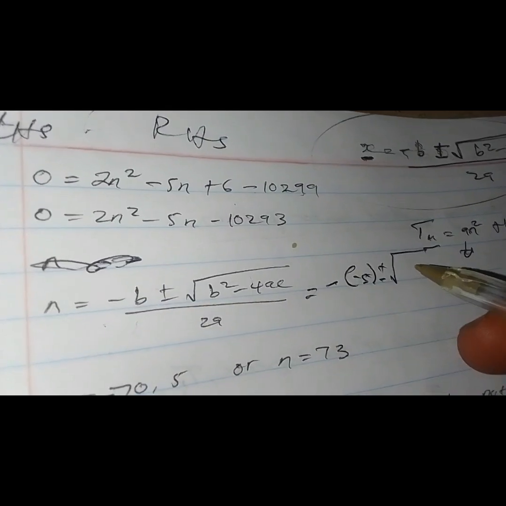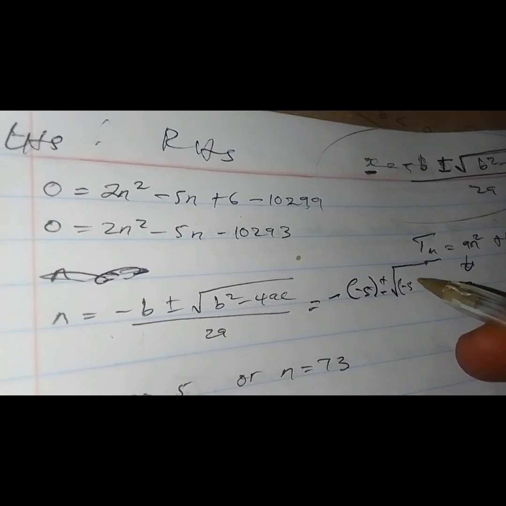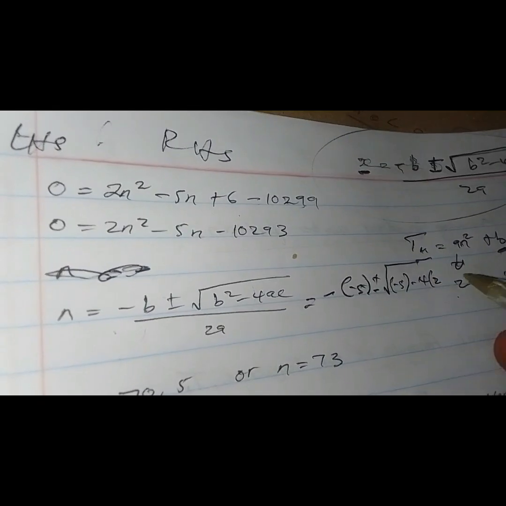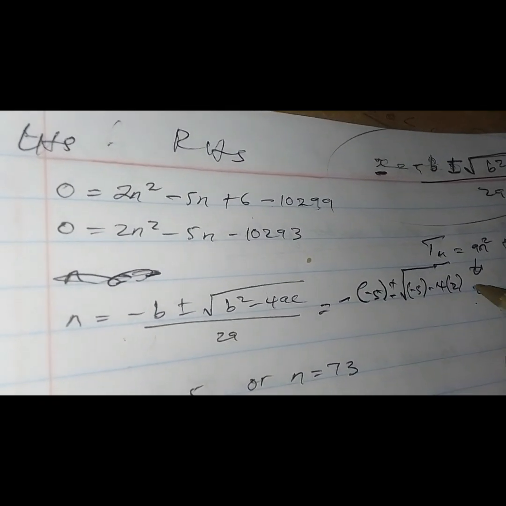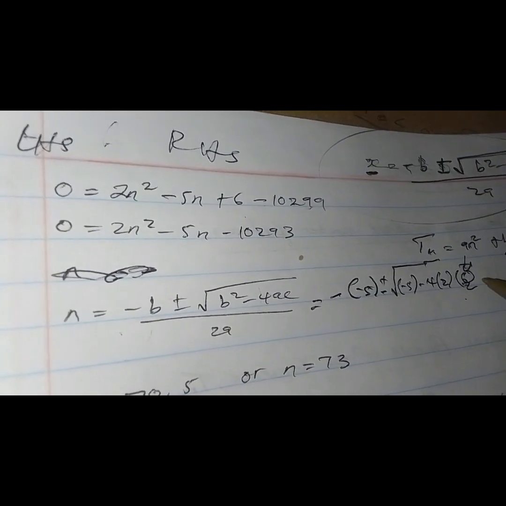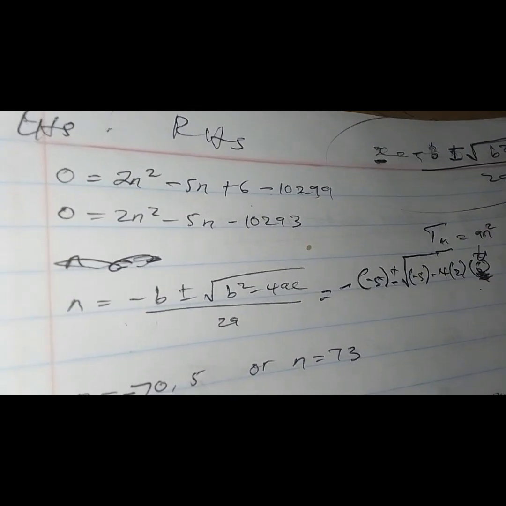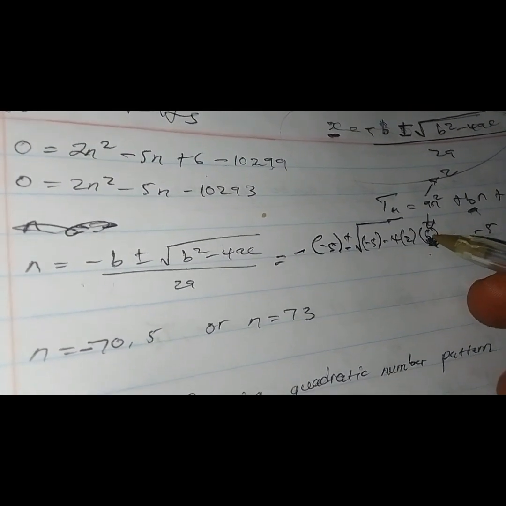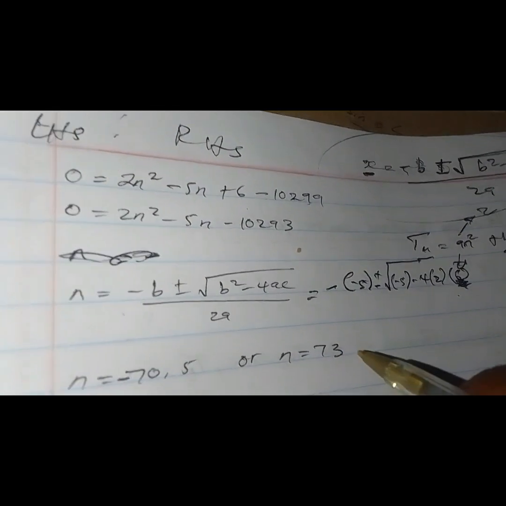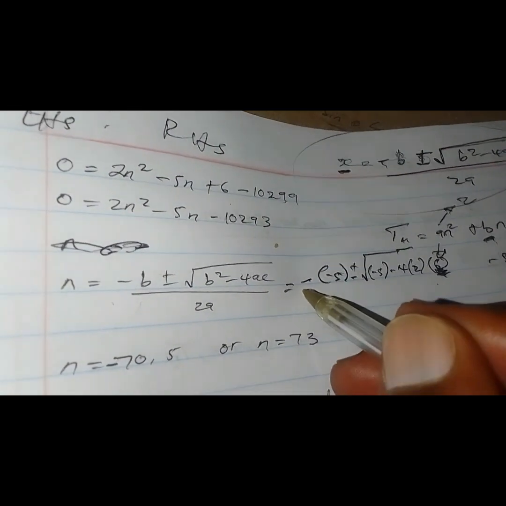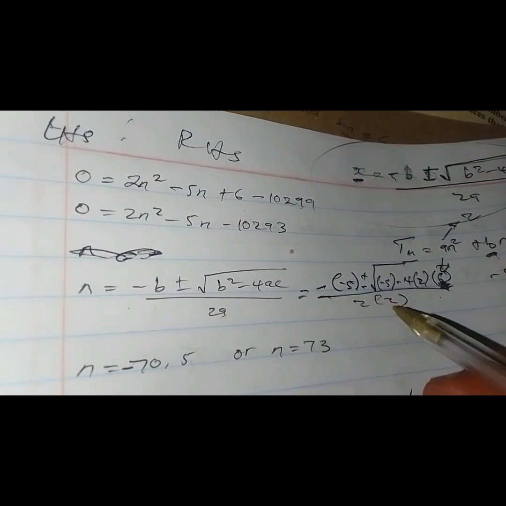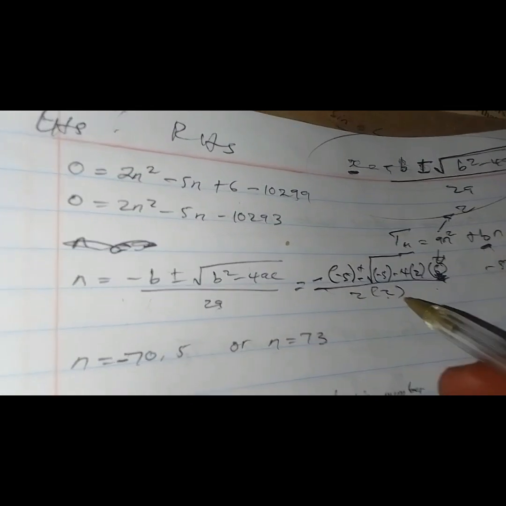Then the square root of, inside of b, we already know we have a negative value, which is negative 5, squared, and then minus 4, and then your a, you know, is 2. And then your c, you already know that it is 6. Okay, our a is 2 there, and we have 6 here. Then you're going to divide by 2 times 2, because your a is 2. So it's 2 times 2.